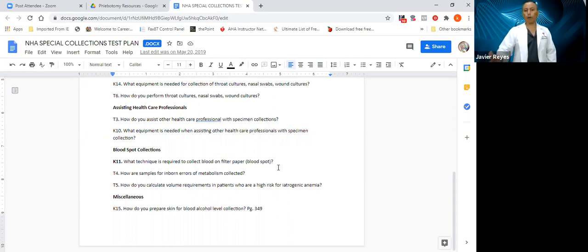Or you do the formula that we did earlier, 70 times the kilograms, times 10% for adults, or 100 times kilograms times 10% for babies. How do you prepare the skin for blood alcohol level collections? Well, we said that you do not use alcohol for sure. Either you clean it with benzalkonium chloride, or if not available, you can use just soap and water. Okay, remember it's going to be collected in a sodium fluoride gray top.